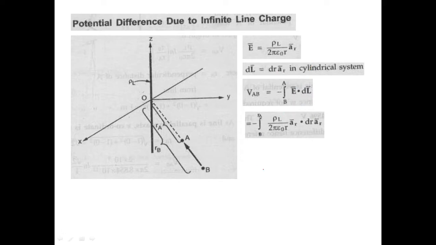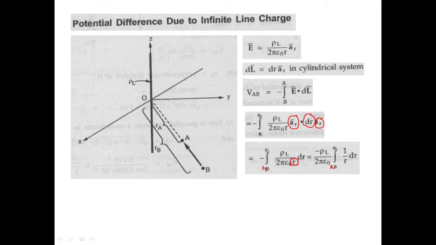Now coming to the next slide. Solving this equation, we have a dot product with AR and AR. AR dot AR will be 1, which you know. So now what we get is rho L divided by 2 pi epsilon naught R into dr. Now it is clear that we have to do the integration with respect to R. So R varies from RB to RA, with minus rho L by 2 pi epsilon naught into 1 by R.